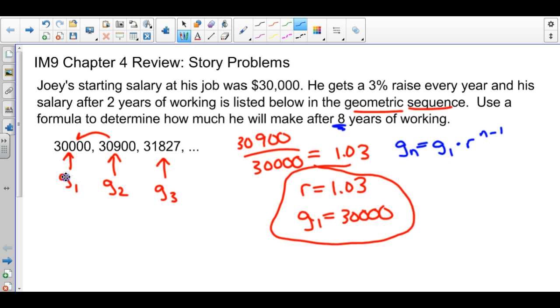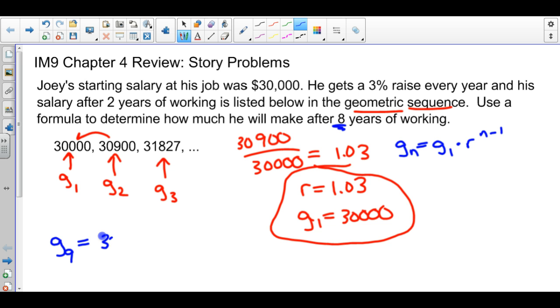So now what we have to do is analyze what term number we're solving for, because it is after 8 years of working, but that doesn't necessarily mean that it's the 8th term. If we go back to the very beginning, he makes $30,000 his first year. So after 1 year, he is at his second term in the sequence, and after 2 years he's at his third term. So after 8 years of working, that would technically be his 9th term. And I'm going to substitute the information from r and G1 into my formula here.